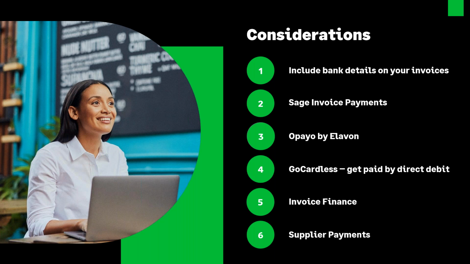Sage Invoice Payments and also Payroll by Elevon. Very similar options, these two. And it's a way of getting paid online. So if you do email out your invoices, you can include that Pay Now button. And rather than your customers just going into their bank and paying you online, they just click the button and it would follow them through to make that payment to you online.